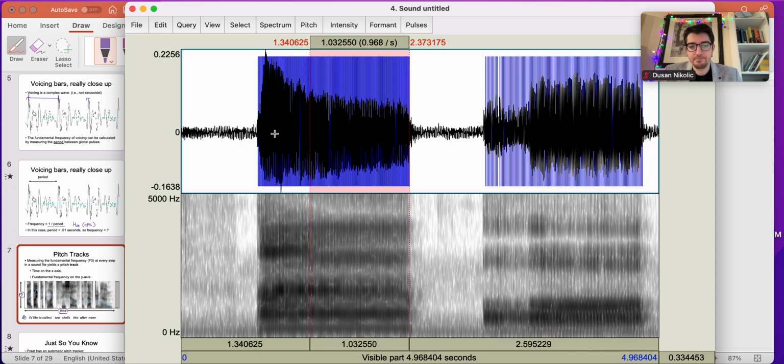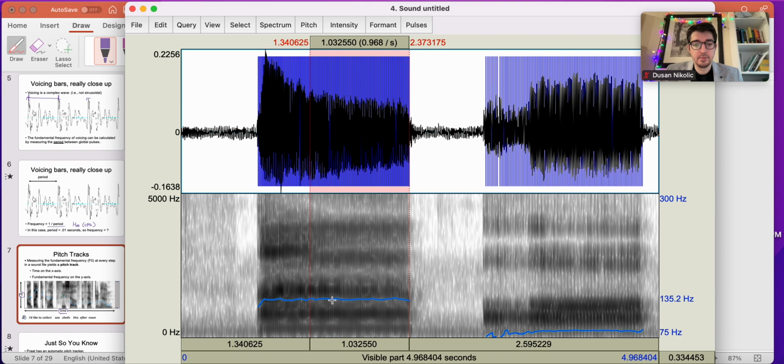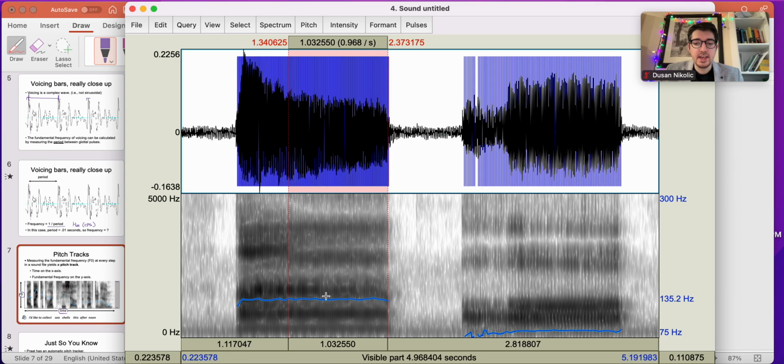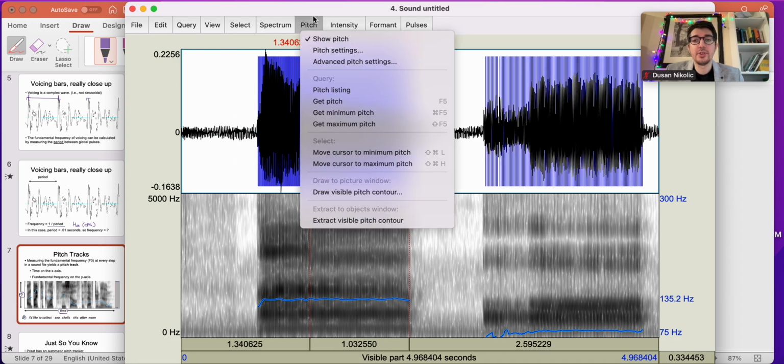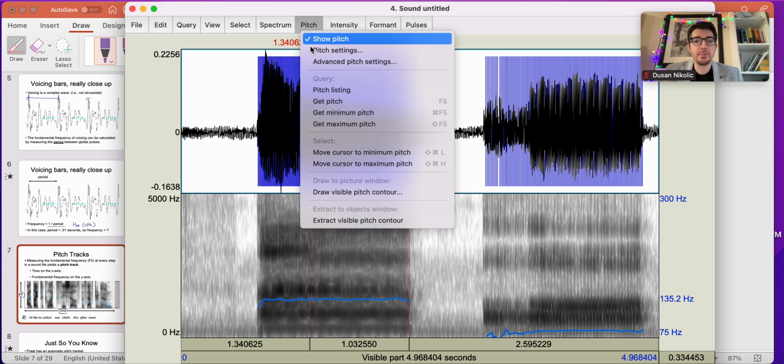Okay, now what I wanted to show you is that Praat has an inbuilt function called the pitch tracker. So Praat has a function called the pitch tracker, and if I click on show pitch, it will show me this blue line here, right? The blue line is called a pitch track. So pay attention to memorize this, that the blue line is called a pitch track and the function is called the pitch tracker, right?